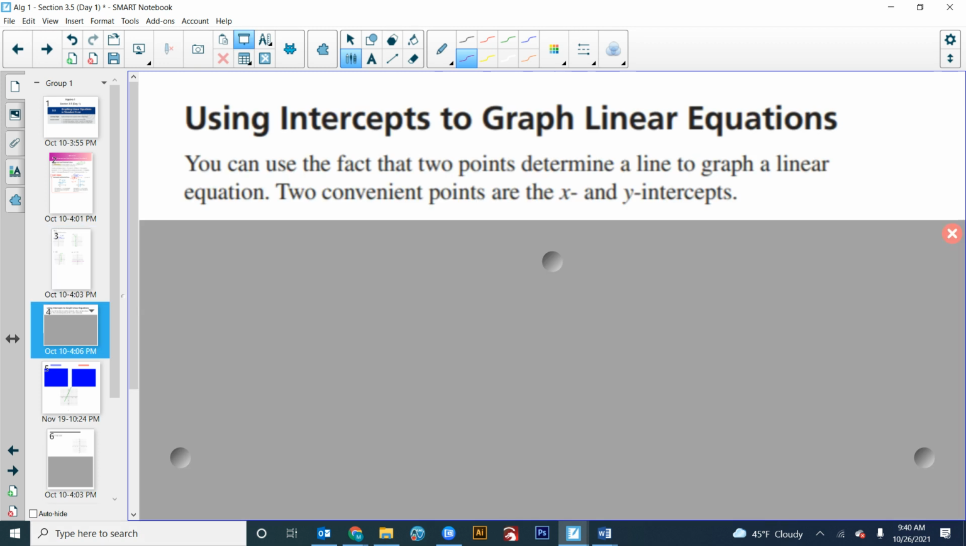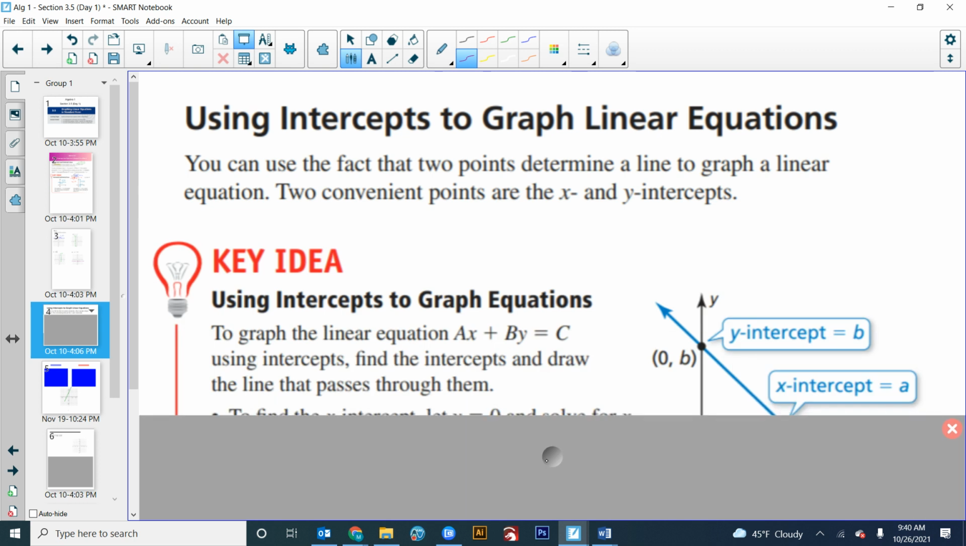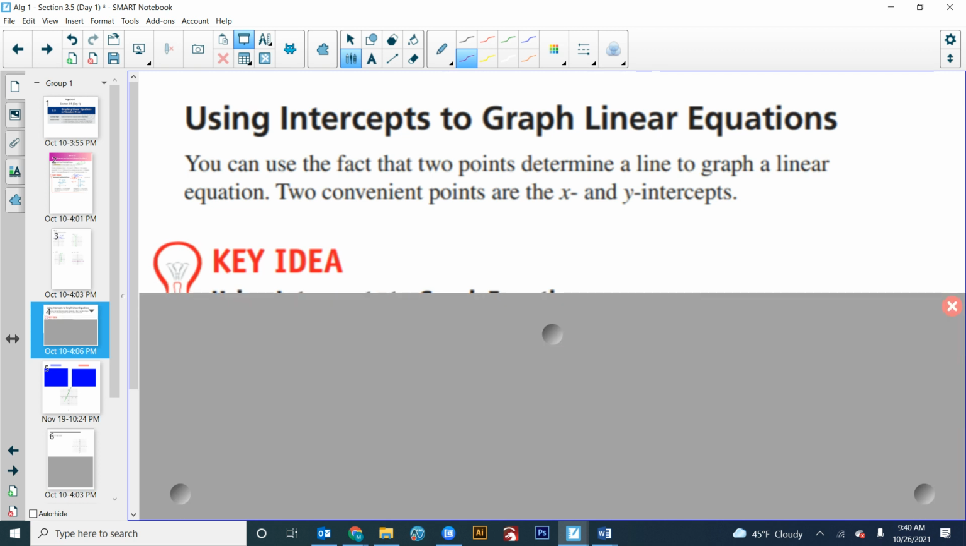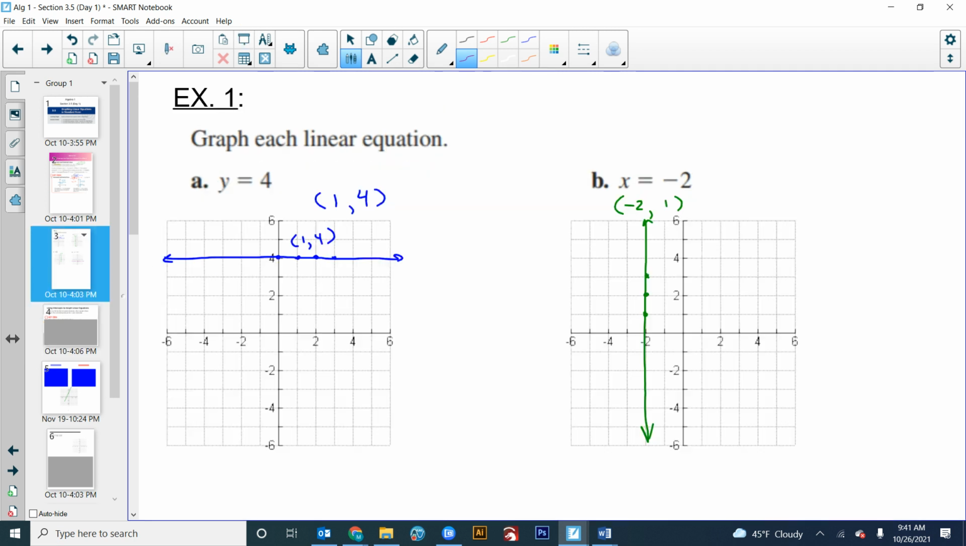Next. All right, using intercepts to graph linear equations. Guys, let's go back. I want to look at something right here. If I have a point, and I'll put it on one of the axes, doesn't matter, how many lines can I draw through that point?